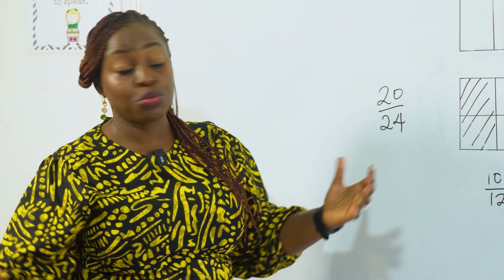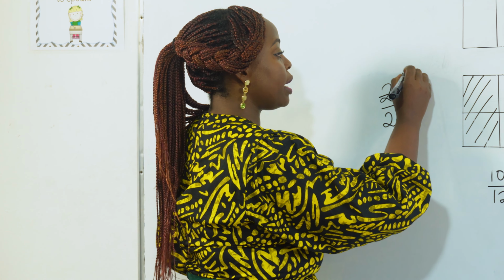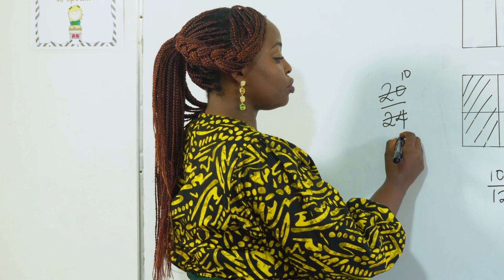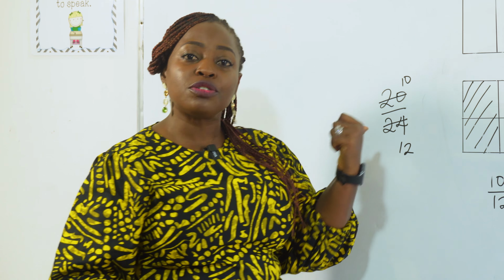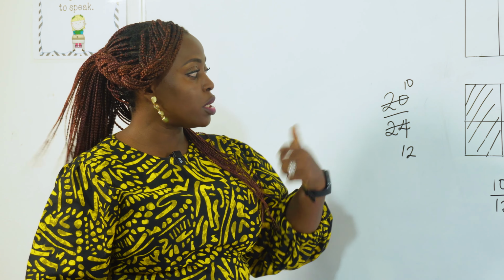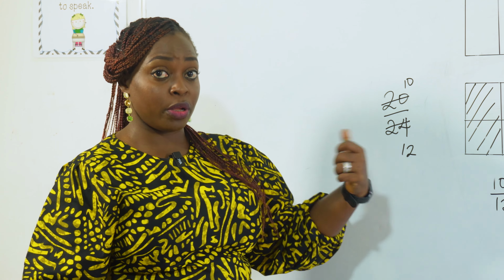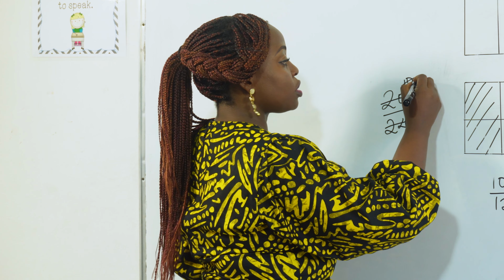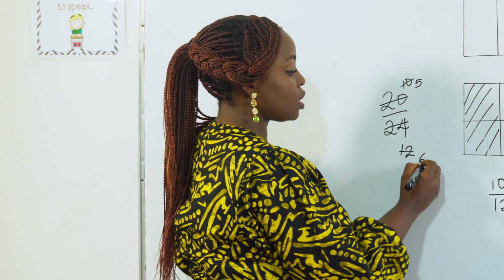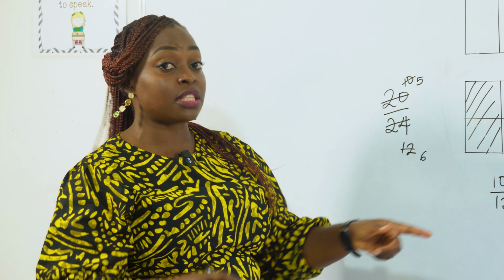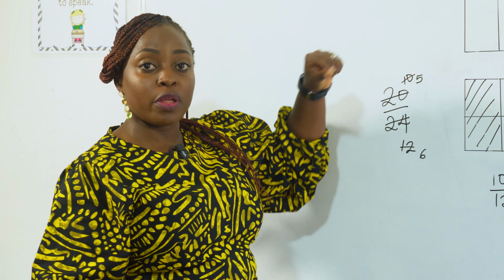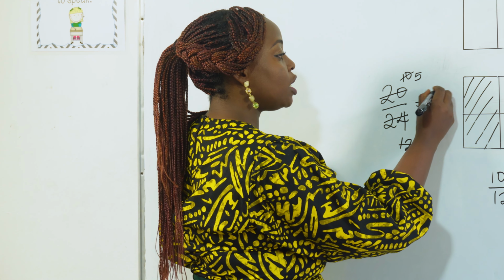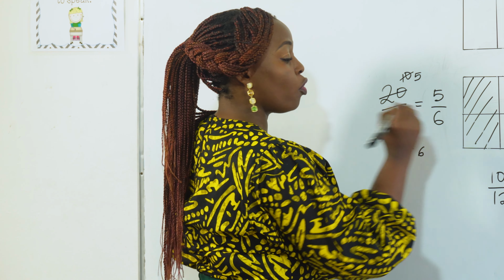Let's say I divide by 2. 20 divided by 2 is 10. 24 divided by 2 is 12. I can still reduce this fraction because there's still another number that can divide both the top and the bottom. So I say divide by 2 again. 10 divided by 2 is 5. 12 divided by 2 is 6. At this point, there's no number aside from 1 that can divide both the top and the bottom. So this is my fraction in its simplest form.